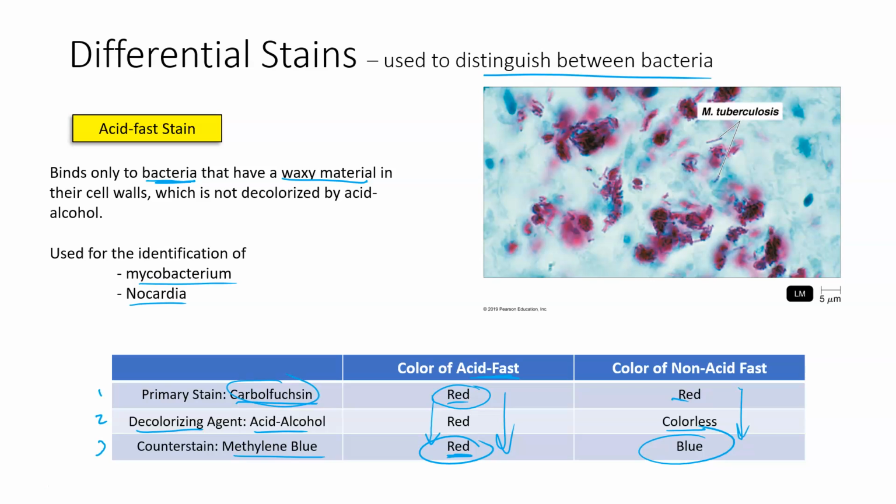And the acid fast stain technique is literally used to differentiate whether or not the cell has the waxy material around their cell wall or not.